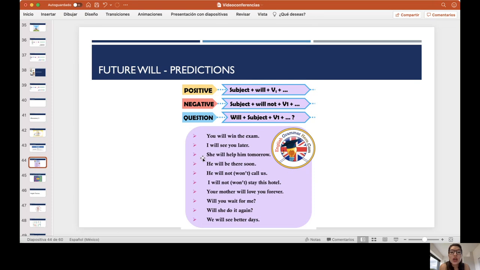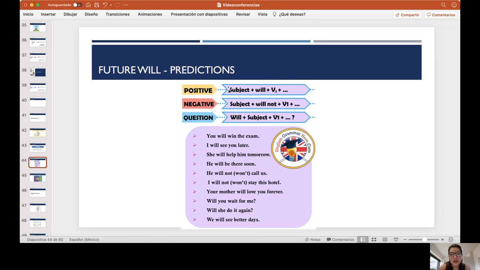Okay, we also talked about predictions. We have here the affirmative, negative, and questions. We're using the future will to talk about predictions. The future will is called the simple future in some cases because it's the easiest one. And we're not sure if these predictions are going to happen in the future, but they are the things that we think may happen in the future.